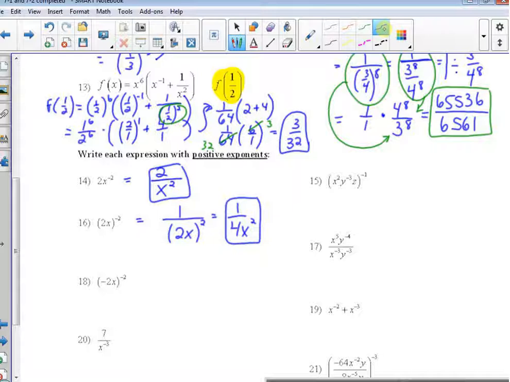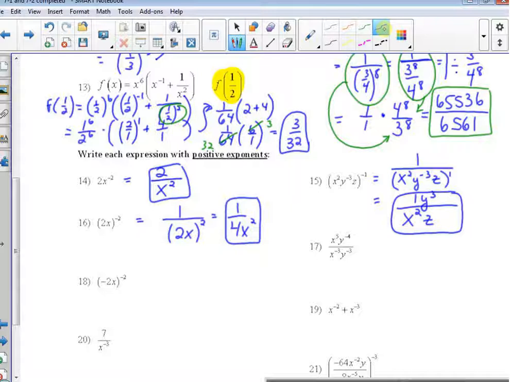15, I'm going to make 1 over x squared y to the -3 z to the first. That gets rid of that -1 outside. And then I can just simplify the y to the -3 by bringing it up. So it's 1 y to the 3rd over x squared z, which is really just y to the 3rd over x squared z.